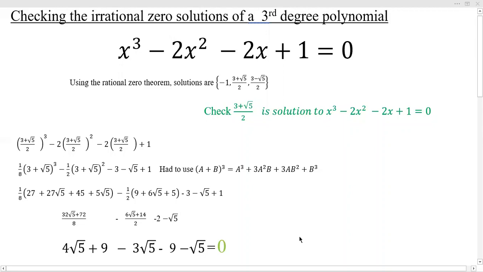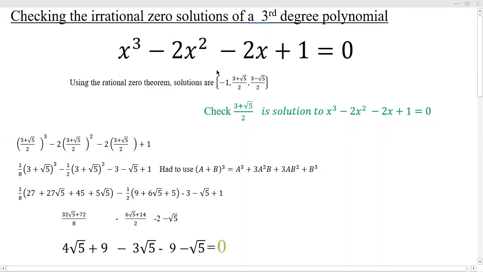It's a third degree polynomial, and it has two irrational solutions and then one integer solution. Now, of course, the integer solution is easy to check, but I want to spend some time going through the check, which I think very few teachers these days enforce.